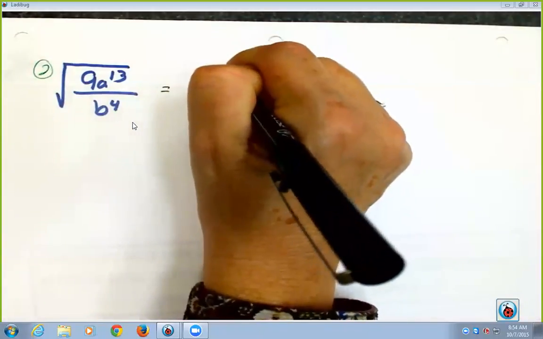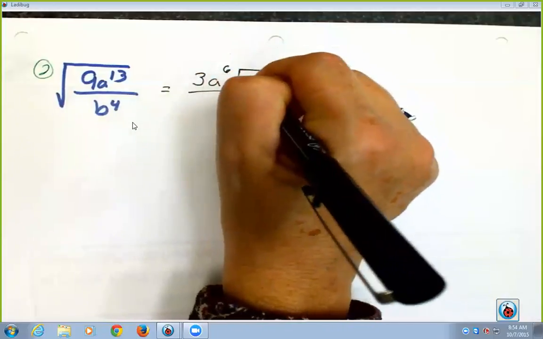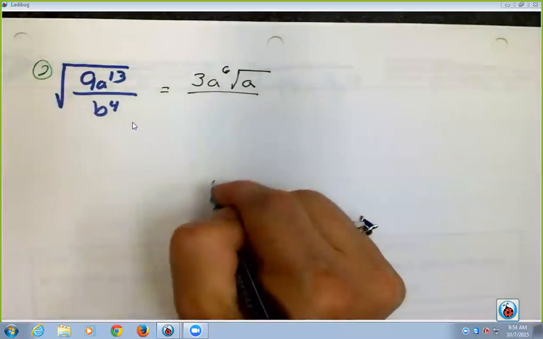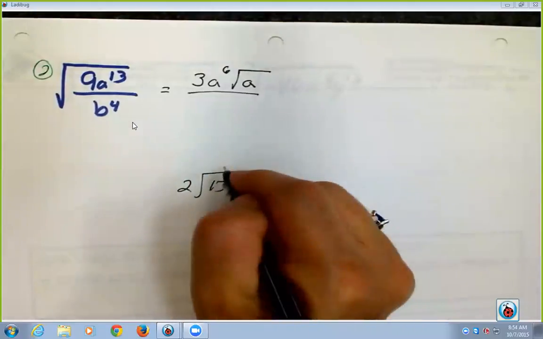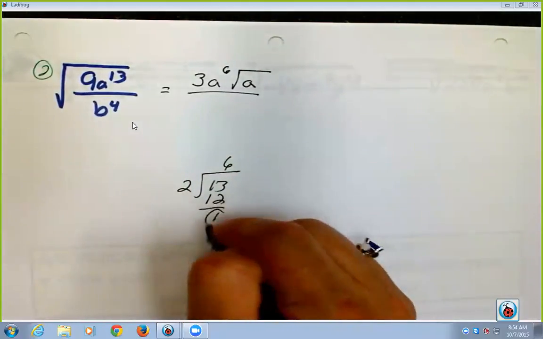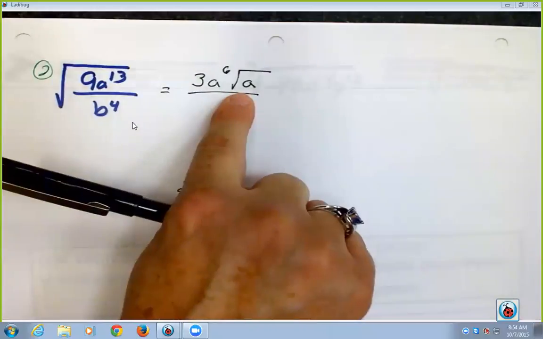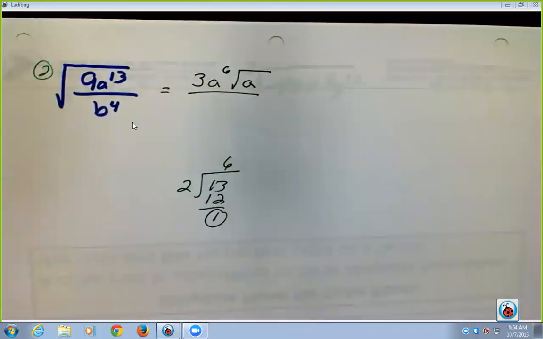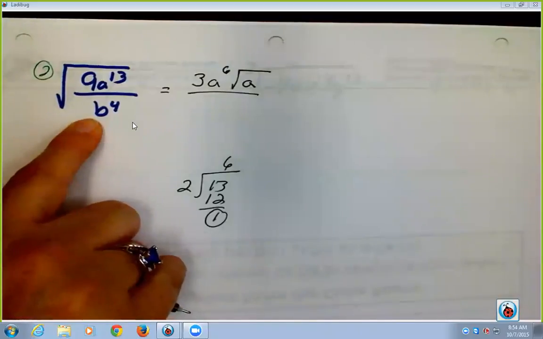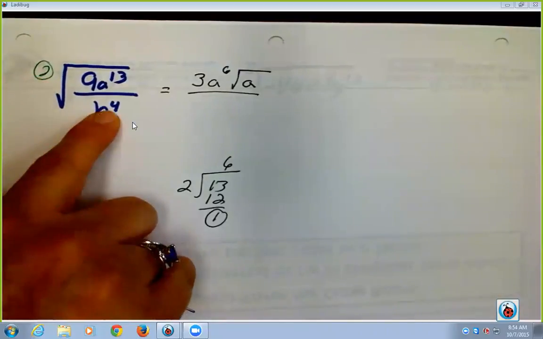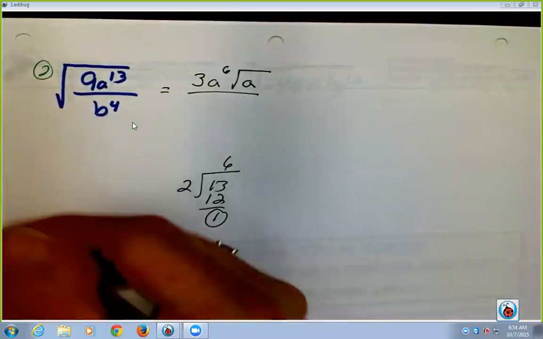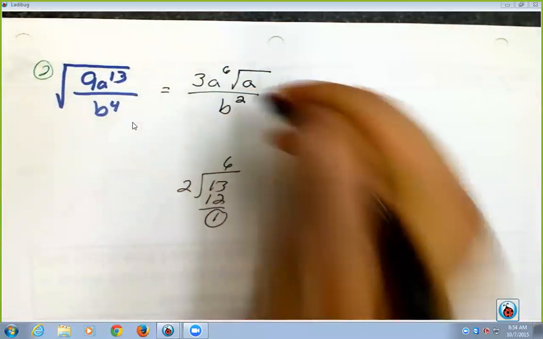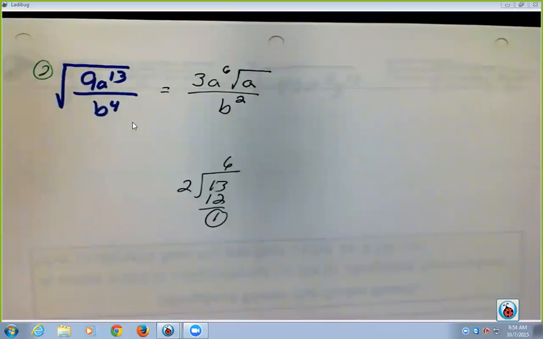6 times, right? So I can pull out a to the 6th, but there's a remainder of an a, because 13 divided by 2 is 6. This remainder is what the exponent is on that a, so a has to stay underneath the radical and also come out. What about b to the 4th? 2 goes into 4 twice, and so I end up with a b squared that pulls out in the bottom. So that becomes my value, okay?